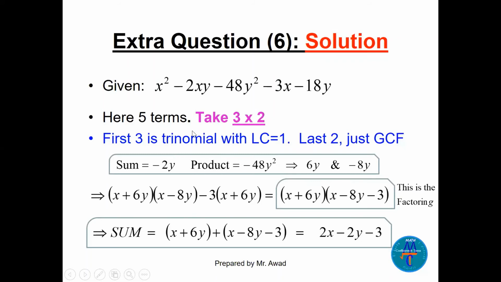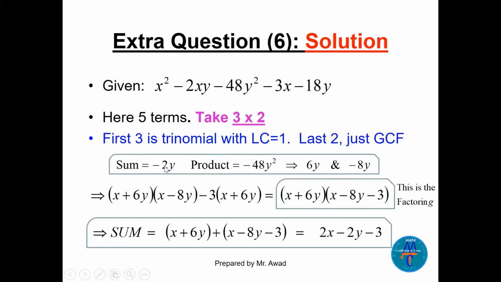So in the trinomial, the first 3, if you know how to do it, perfect. If not, you have to go and see this trinomial, lecture 11, factoring 3 terms. It's a whole lecture about 3 terms. And this is one easy part here. I take the sum in the middle here. You see the sum here is minus 2y because x squared and then x. So I take minus 2y, we call it sum. The product is minus 48y squared.